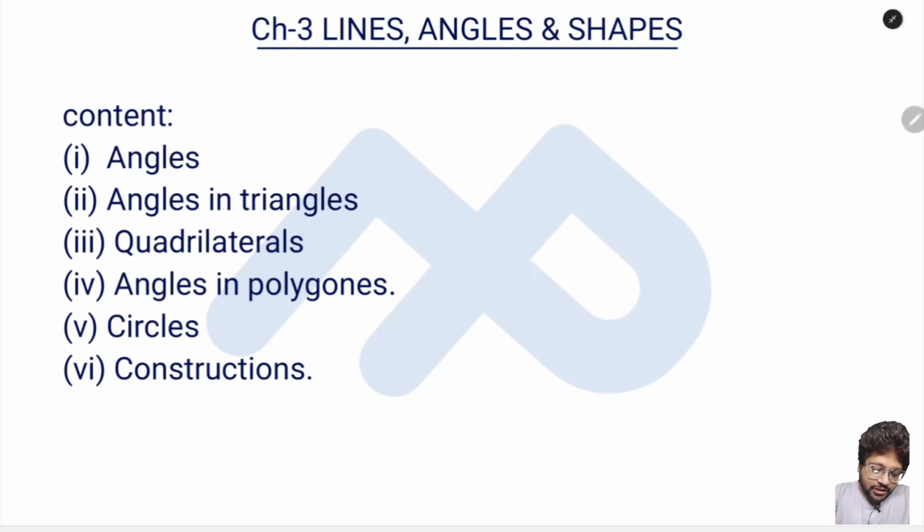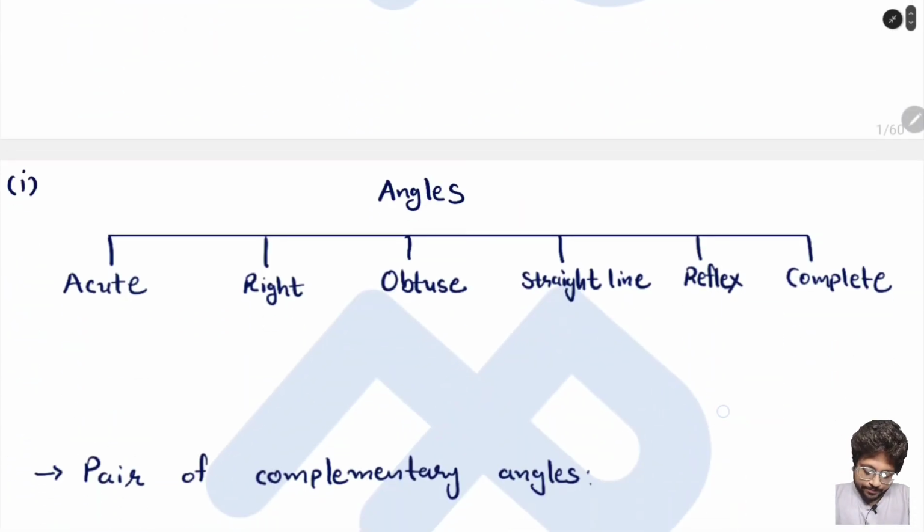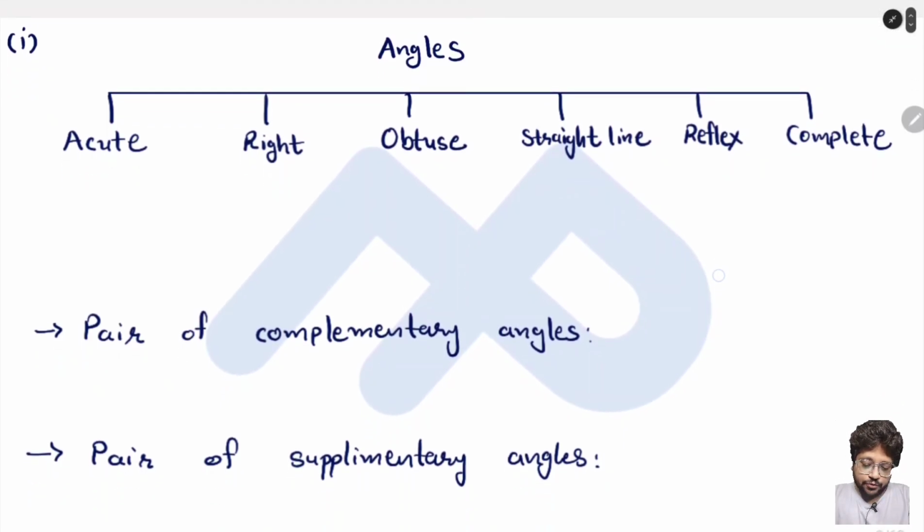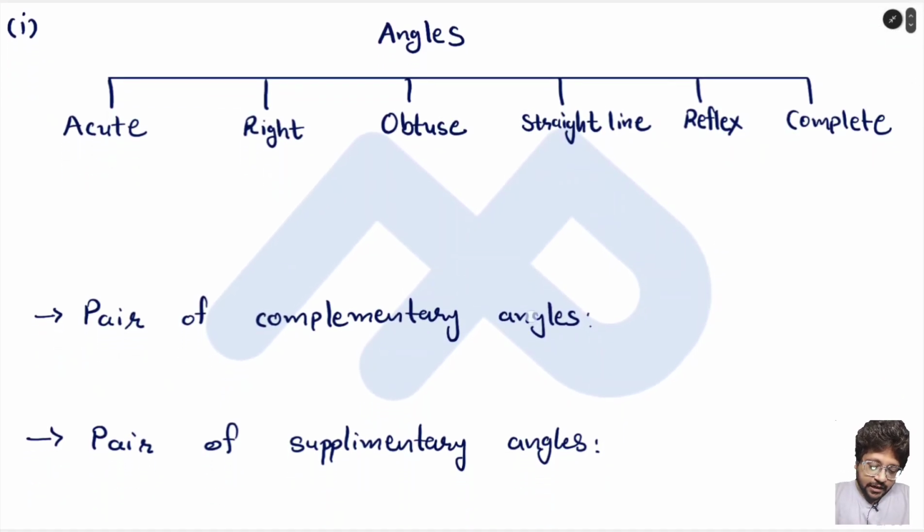Okay, so let's start the first topic, this is angles. So angles, if I classify them, are classified like this. Acute angle means an angle which is measured less than 90 degrees. Less than 90 degrees is called an acute angle. So if I sketch an acute angle, it looks something like this. It's smaller than 90 degrees, you see.